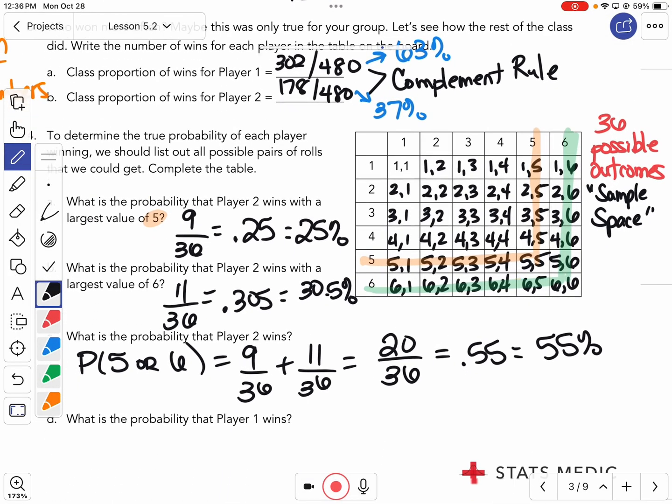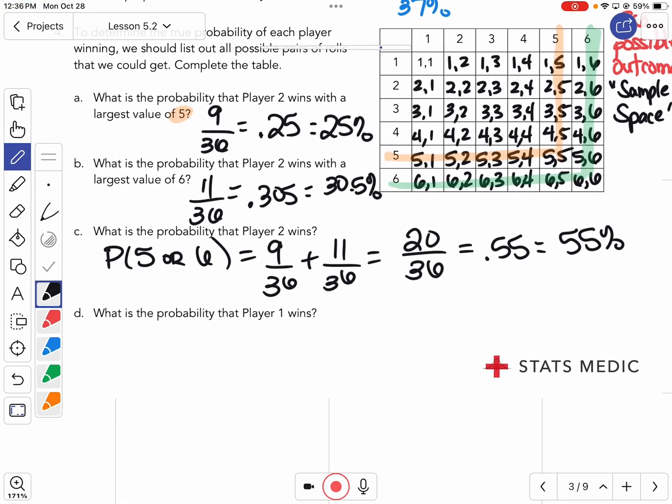Okay, so when we left, we were talking about that percentage, right? And so then if we wanted the probability that player one would win, if it's 55%, what does that leave for player one? 45. Okay, it leaves 45. Well, it should be 55. No, you're right. All right, 55 plus 45 would equal 100%, right? That too is the complement rule.